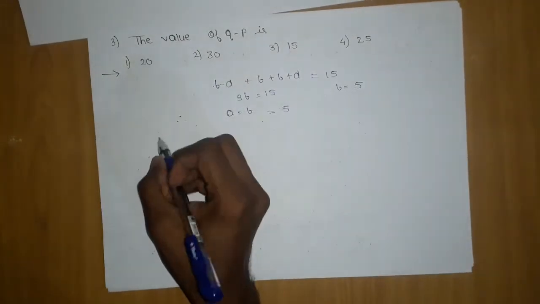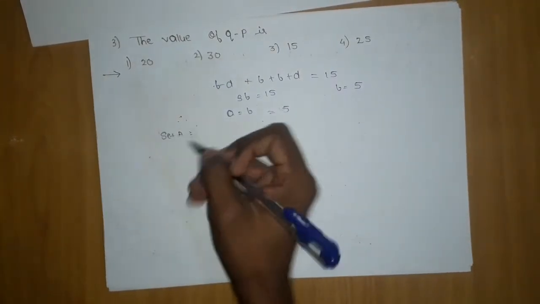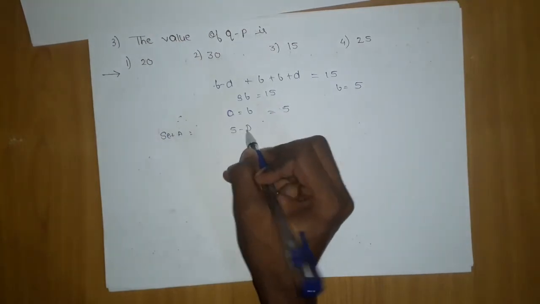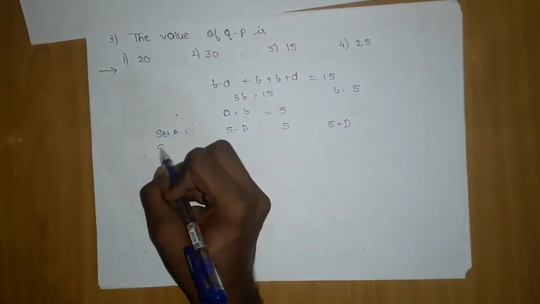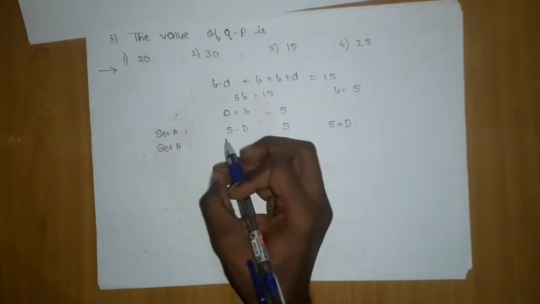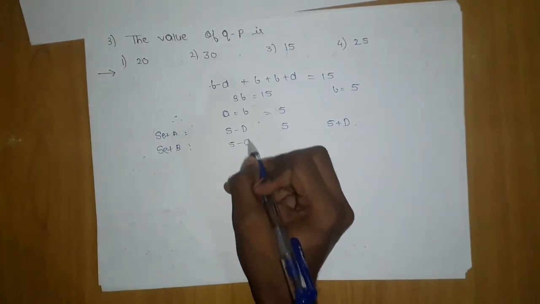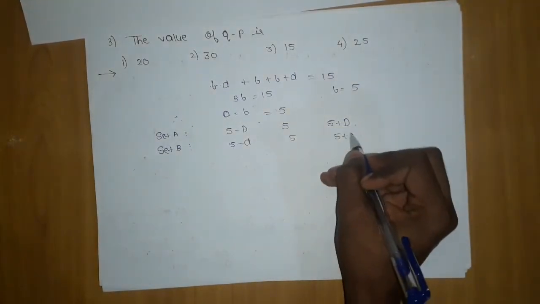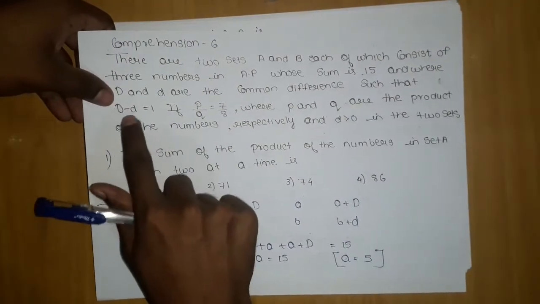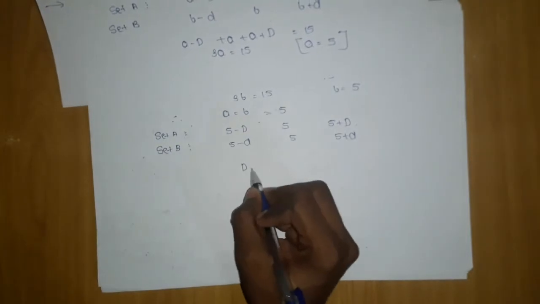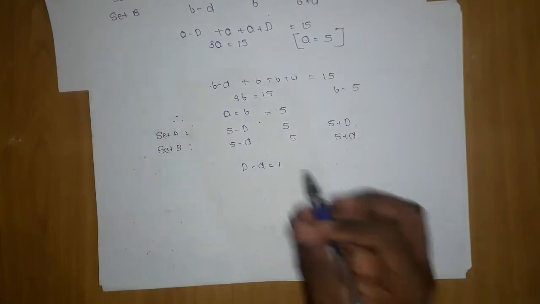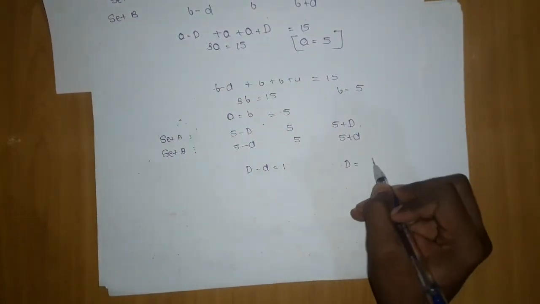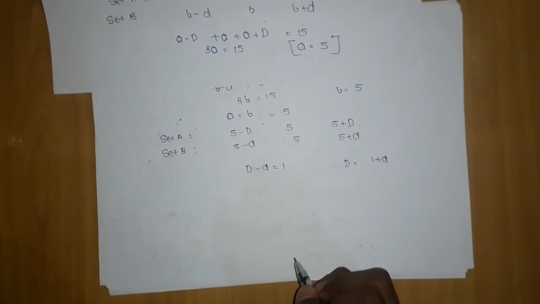So I can modify my set A terms, which is 5 minus capital D, 5, and 5 plus capital D. Set B terms I can modify now: 5 minus small d, 5 and 5 plus small d. Now the second thing they have given is that capital D minus small d is equal to 1. Just think how can we use this. We can use it in this manner: capital D I can write as 1 plus small d.